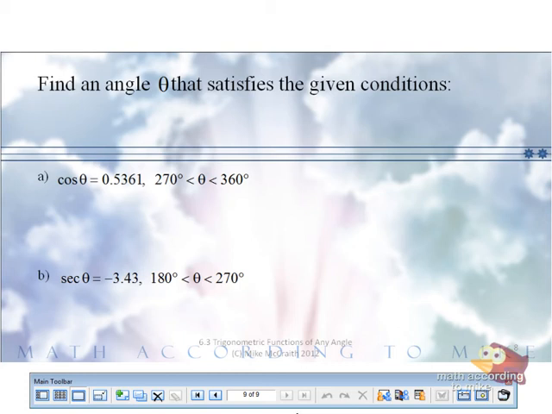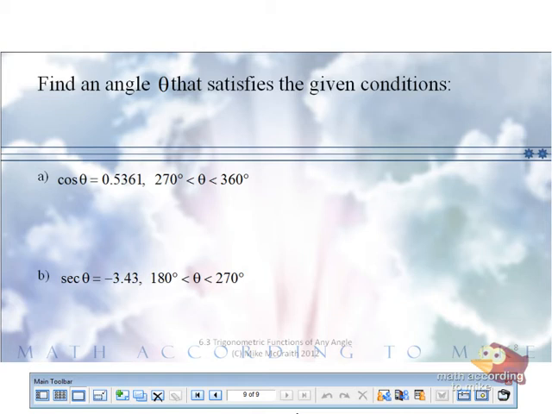Let's do something where you have to figure out what the angle is. Hey, that sounds great, guys. Since we're trying to figure out what an angle is, what are we going to have to use? It rhymes with inverse functions. Inverse functions.